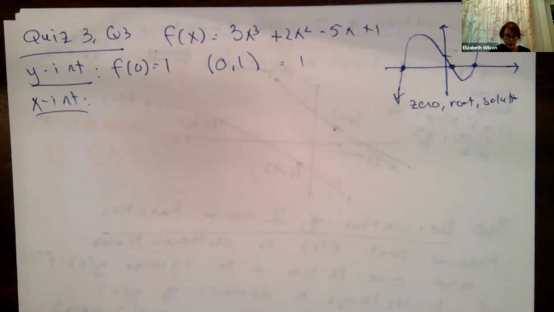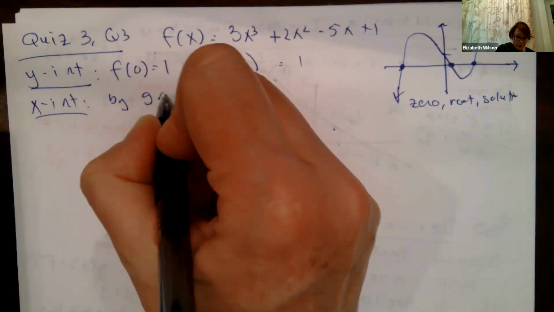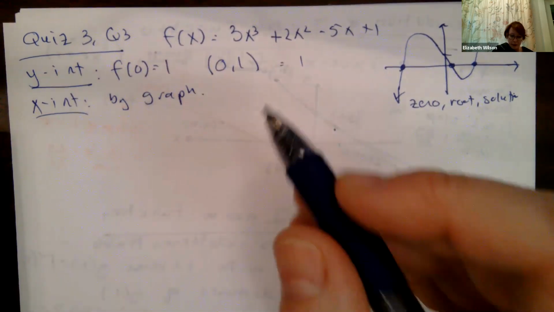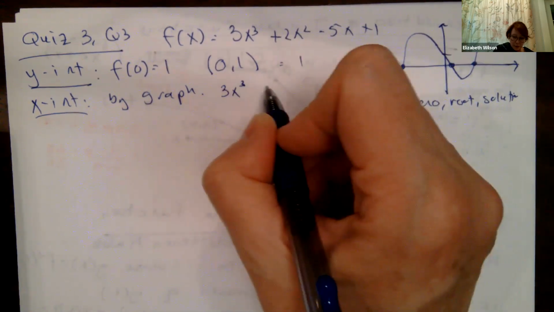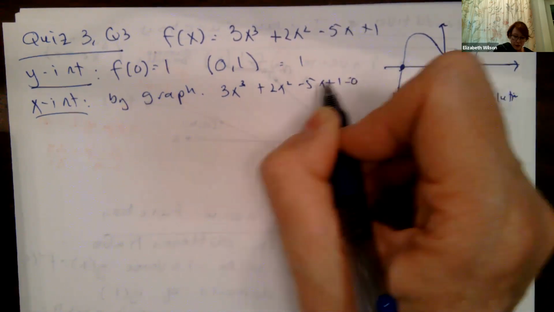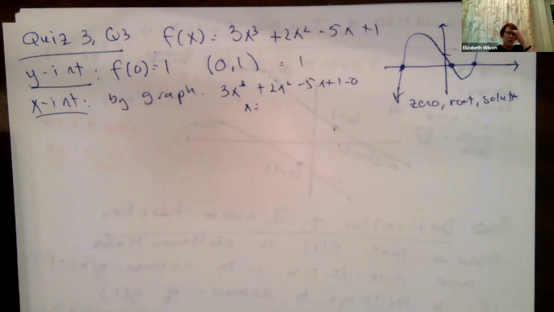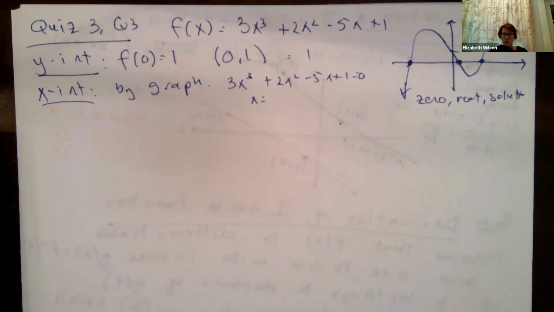And for that, I just did it by my calculator, by the graph. So I plugged this in. I said, this is going to be 3x cubed plus 2x squared minus 5x plus 1 equals 0, and I solved for x. Some of you tried to do some really nice fancy factoring, but be very careful about that, because we're not judging your algebra at this point, we're judging your calculus. So you're welcome to use your graphing calculator to get these points.